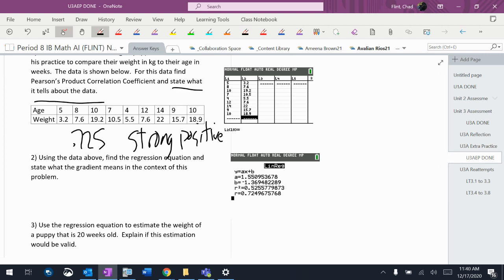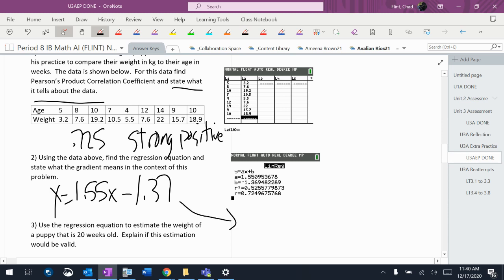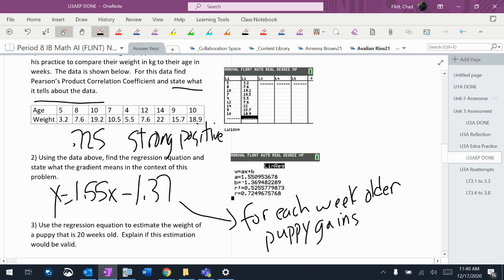All right. Using the data, what's the regression equation? So it's y equals 1.55x minus 1.37. Okay, state what the gradient means. It means for each week older, the puppy gains 1.55 kilograms, which again I think is way too much, but I'm not great with kilograms and random numbers.